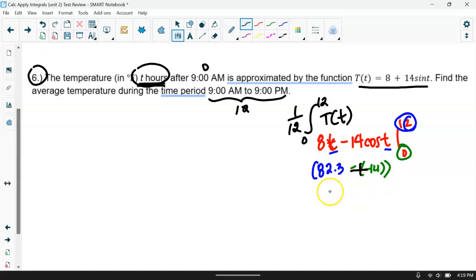So this gets us about 96.3, but then degrees, right? But then don't forget, we're getting the average. So then now we take 1/12 of that, and that's how we get about 8.025 degree change in that temperature.